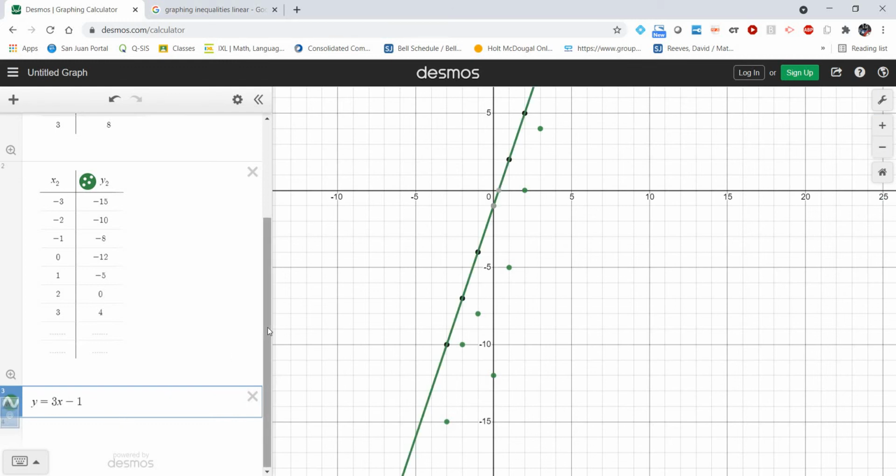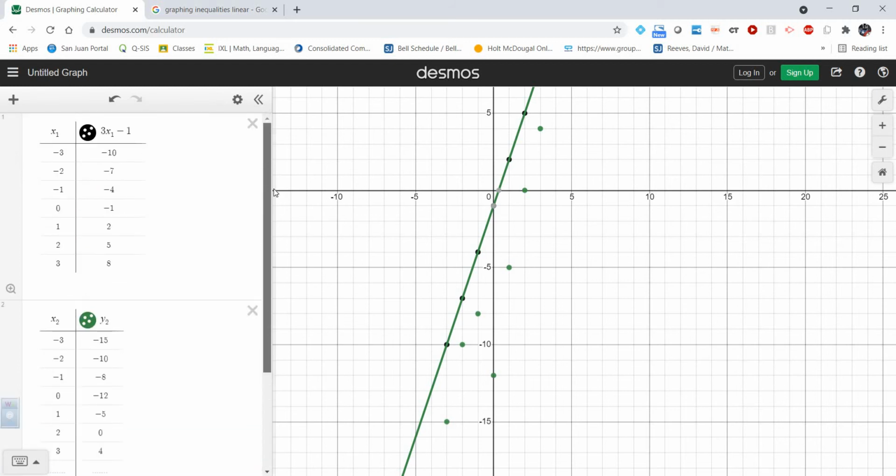Let me go back up to my table right here. Again, the values where they were equal are here, because you can see 3 times x minus 1. Now I'm going to change them so they're greater than 3x minus 1. And I bet you already know what's going to happen. I need a value greater than negative 10. Well, 0 is greater than negative 10. I need a value greater than negative 7. How about 5? 5 is greater than negative 7. A value greater than negative 4 is 0. A value greater than negative 1, again, 0 is equal to negative 1, so a value greater than negative 1.